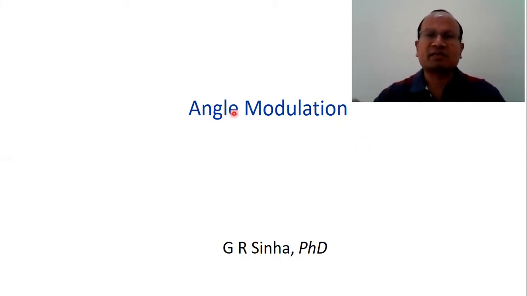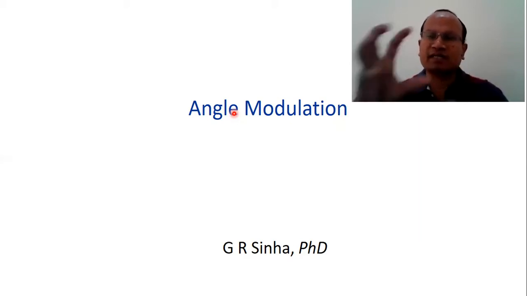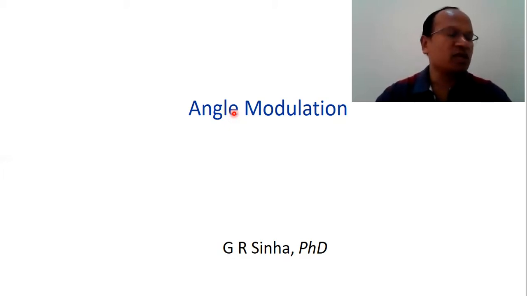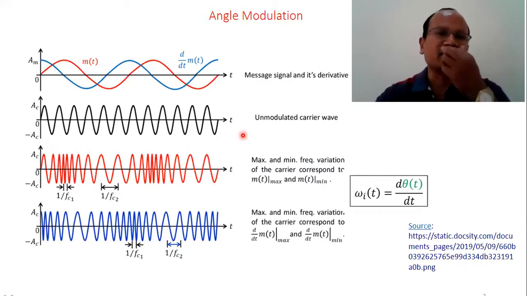Angle, the phase angle. When you write a carrier signal, cosine omega_c t or cosine theta plus something, or cosine theta, theta is the angle part. How that angle part is changing, how that angle component is changing is the study we'll make in this topic, that is angle modulation.